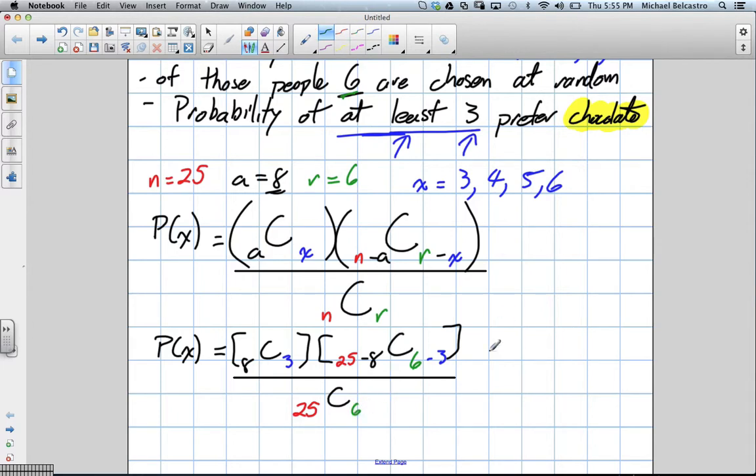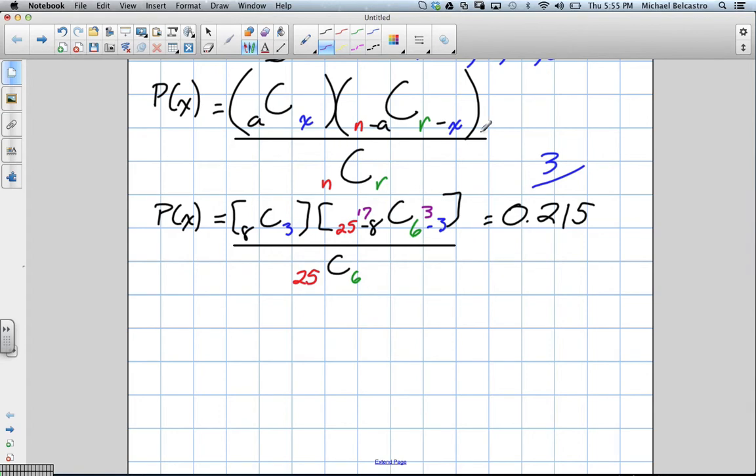What did we find when we did this? 0.21. 0.215, right? Yeah. That was for 3 guys preferring chocolate, right? And these numbers kind of simplified. We'll write it in purple here. This simplified down to 17, and that simplified down to 3. All right, so that's one of them.